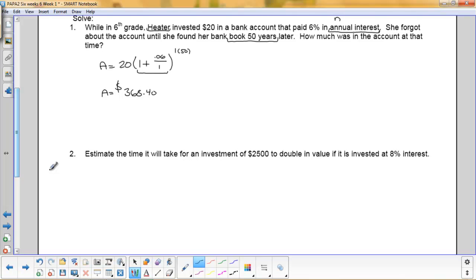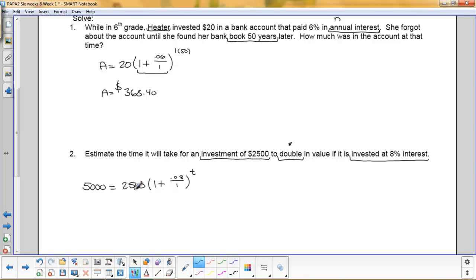Number 2. Estimating the time it will take an investment, that's our principal, to double in value if it is invested at 8% interest. So that means the double here is the key to my amount. So 25 times 2 is 50. So 5,000 is my amount here. And then I've got my 1 plus the 0.08. Remember, nothing was said about how many times it's compounded, so it will be compounded annually.